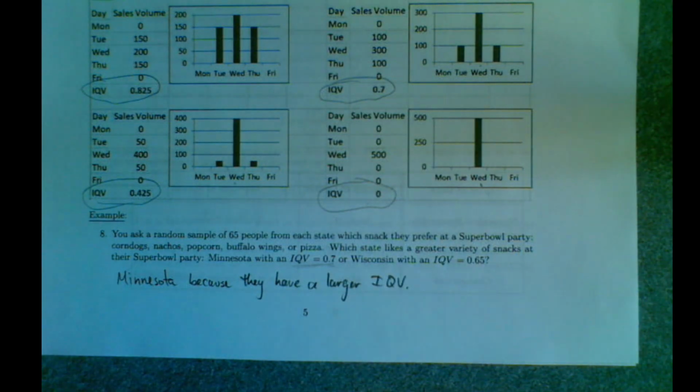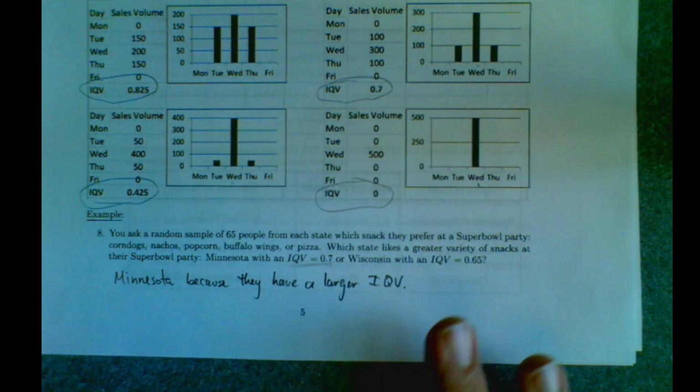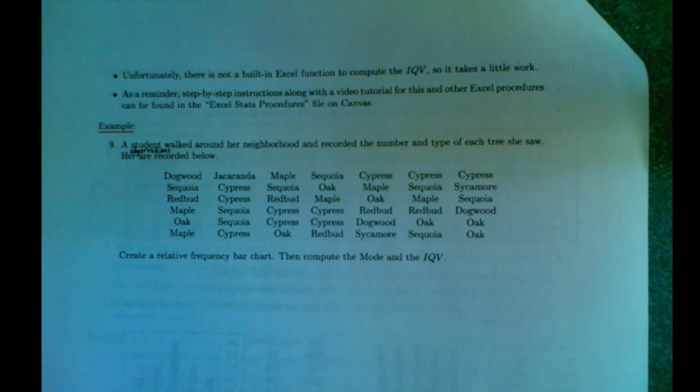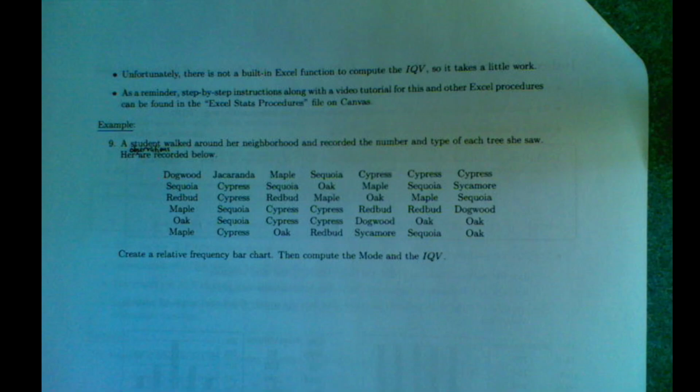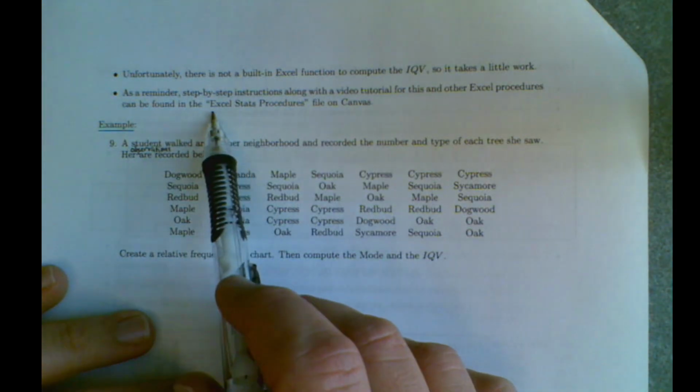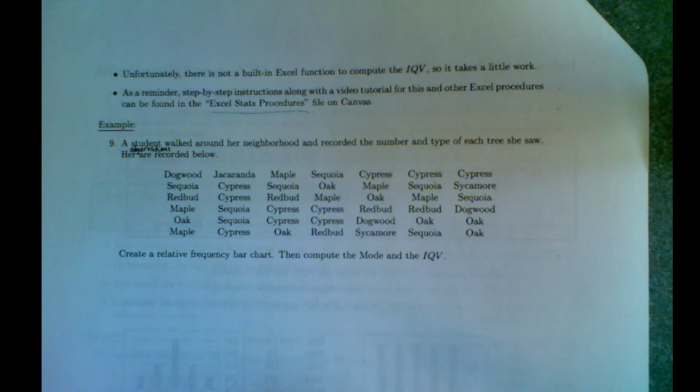Okay, so the same kind of interpretation of the IQV as we had for the standard deviation and for the IQR. But let's practice calculating the IQV, because unfortunately there is not a built-in Excel function to calculate the IQV. So it does take a little bit of work. As always, you can find step-by-step instructions for doing this in the Excel stats procedures. So if you're stuck on a problem or something, just refer back to those. There will be a short video there explaining how to do this as well.